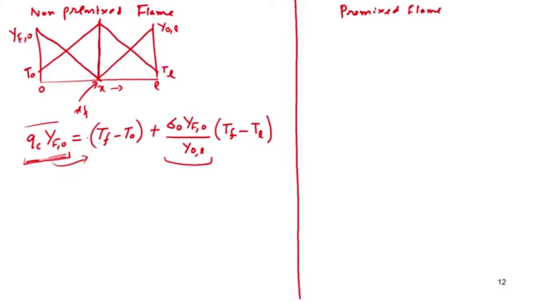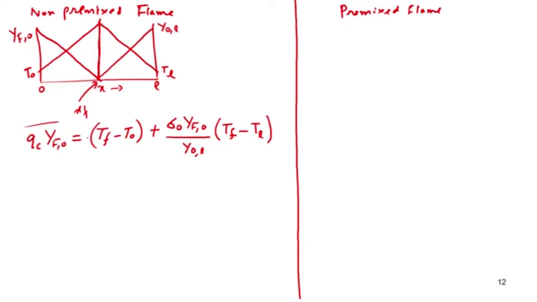in the previous class. So as a result of this, this TF we obtained was the stoichiometric adiabatic flame temperature for the system. Okay. So now if you say that YF0 is equal to 1, just to show you back, this is how we obtained this.